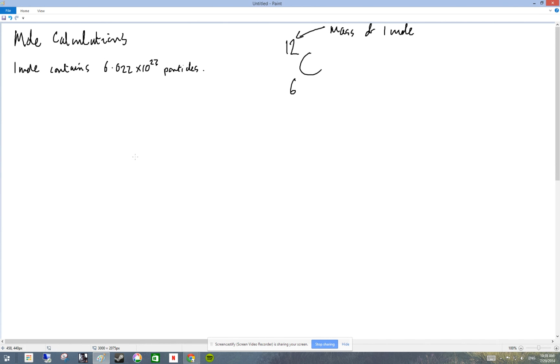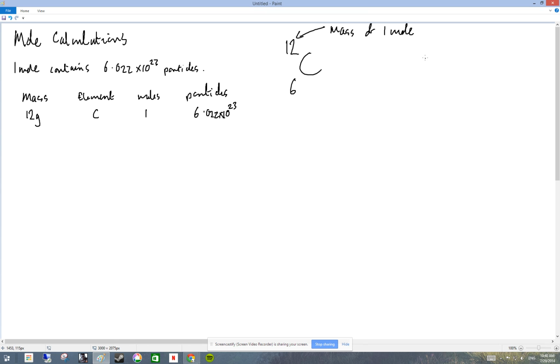So if I do a little table here: mass, element, moles, particles. If I had 12 grams of carbon, I would have 1 mole of carbon, and I'd literally have 6.022 times 10 to the power of 23 atoms.